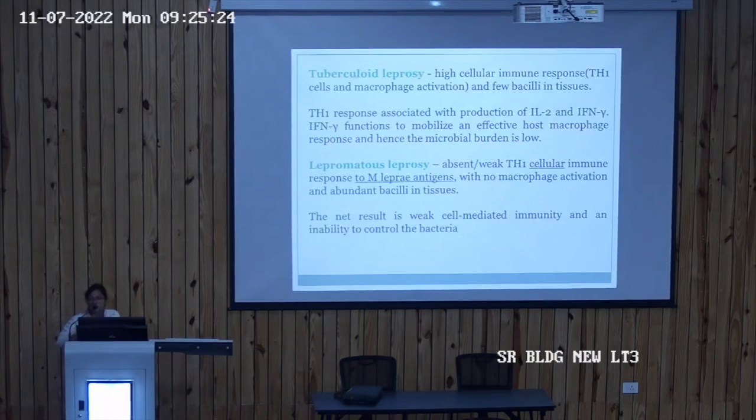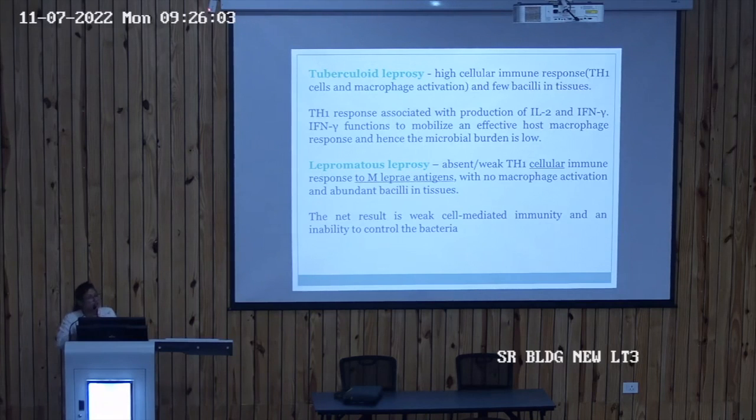So as I already told you, what is tuberculoid leprosy? There is a high cellular immune response, and we can see very few bacilli in the tissue because the immune response of the host can combat the bacilli. There is a T helper 1 response that leads to production of interleukin 2 and interferon gamma. Interferon gamma mobilizes a host macrophage response, and it contains the bacilli, so the microbial burden is low in tuberculoid leprosy.